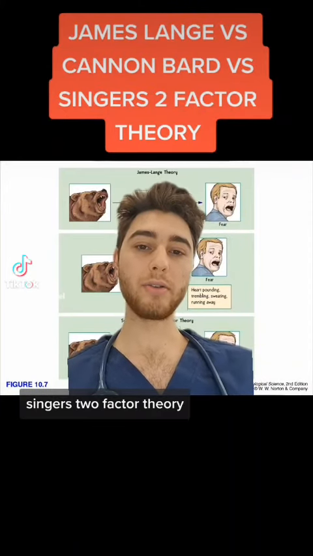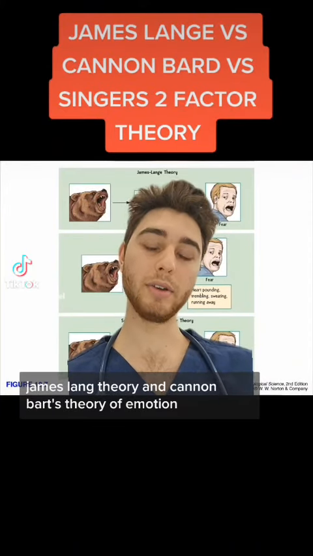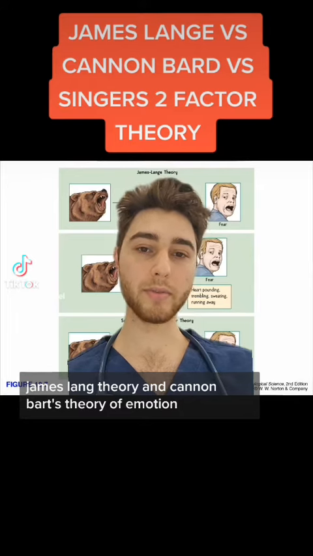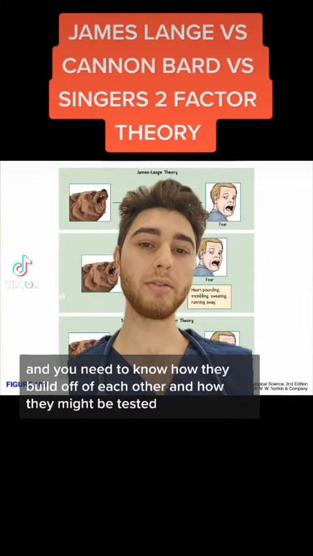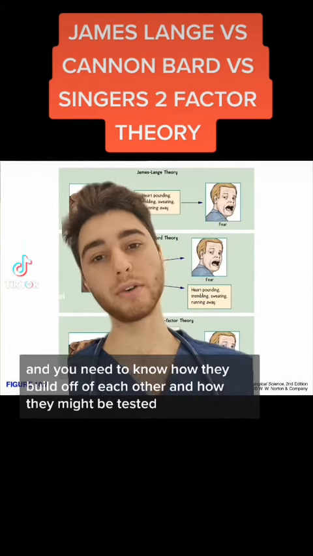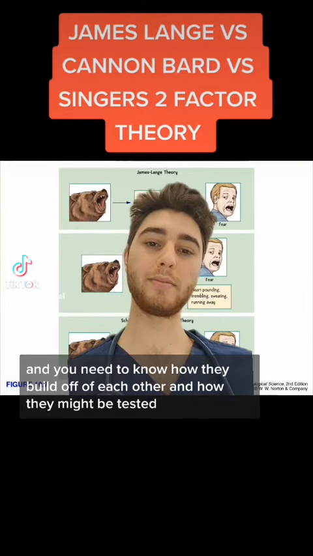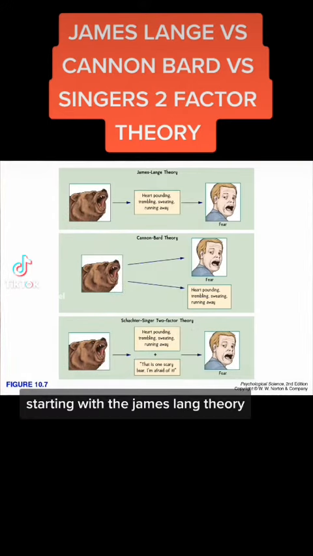Singer's two-factor theory, James-Lange theory, and Cannon-Bard theory of emotion. These are all important, and you need to know how they build off of each other and how they might be tested. Starting with the James-Lange theory.